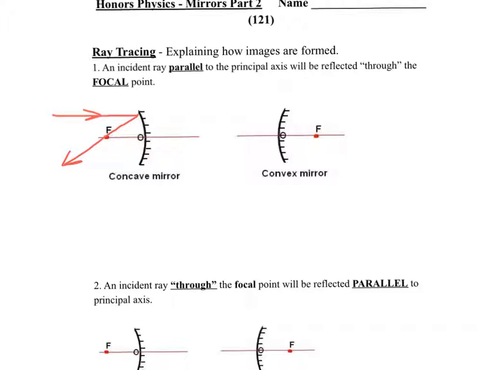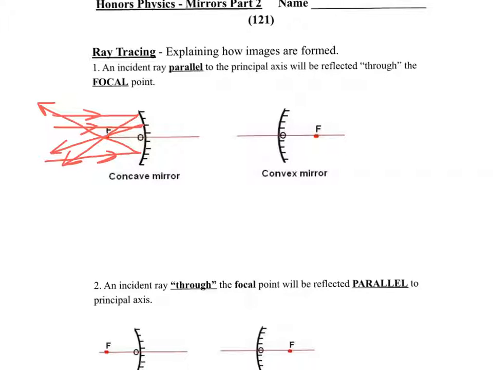And I can draw a bunch more. I don't need to, but I'll draw a couple more just to show you. In the real diagrams, we won't be doing multiples of these. We'll usually just do one of these per diagram. I could have one that's coming in on the lower side of the mirror. That's supposed to be parallel to the principal axis, and it'll come out through the focal point. So all those rays of light coming in parallel will reflect through the focal point.